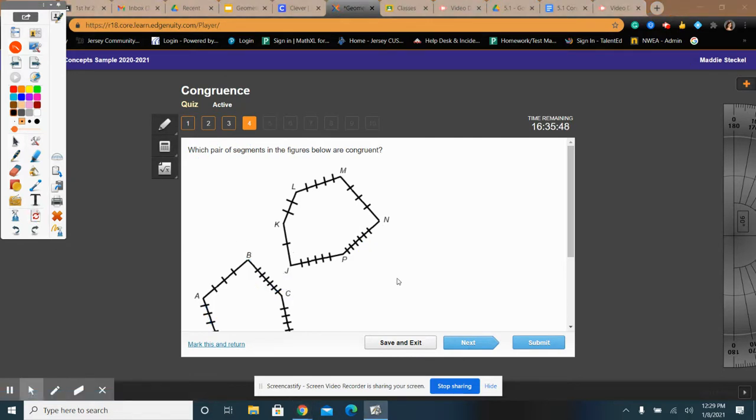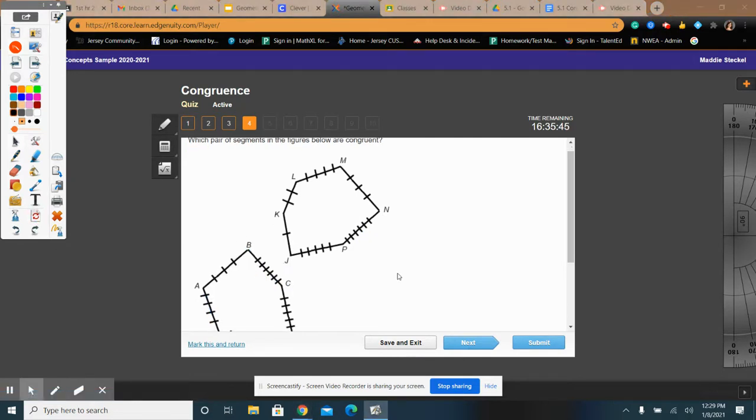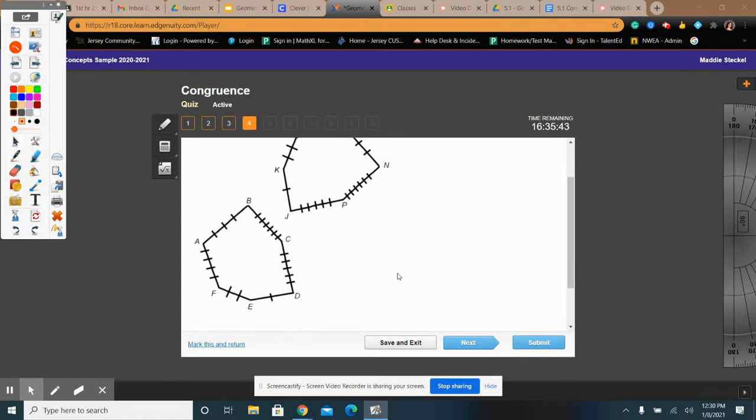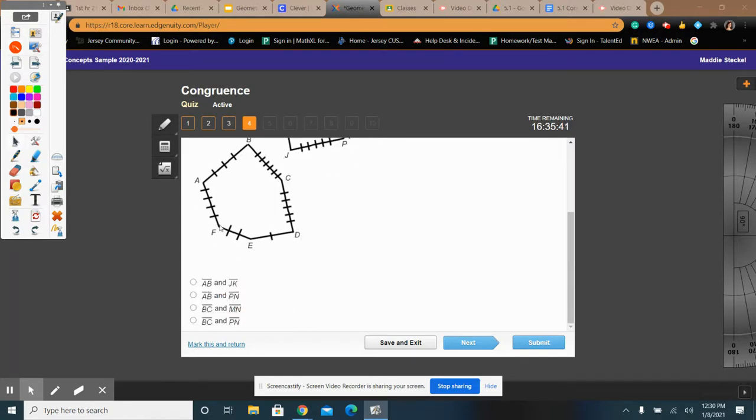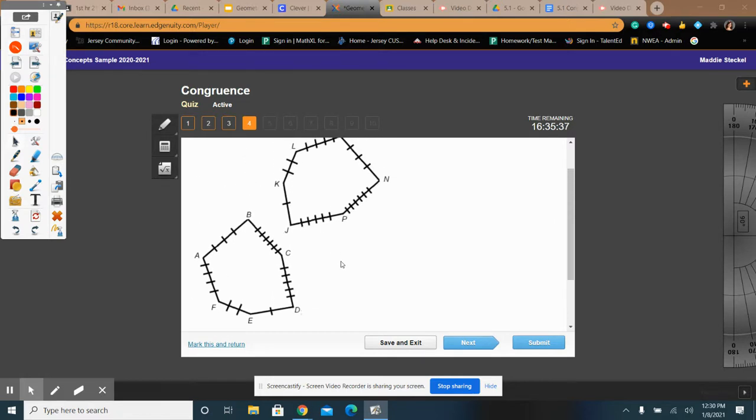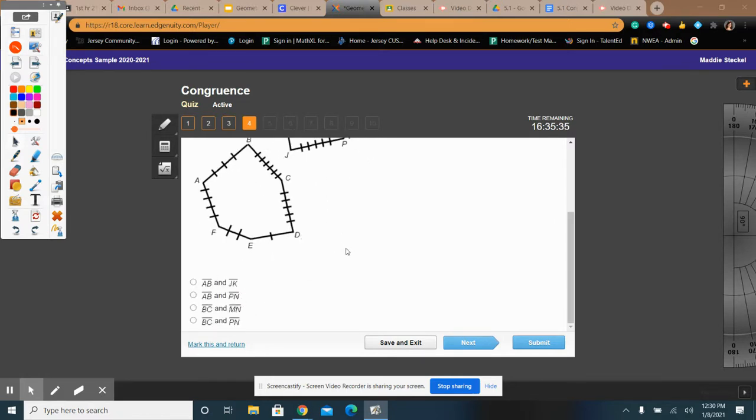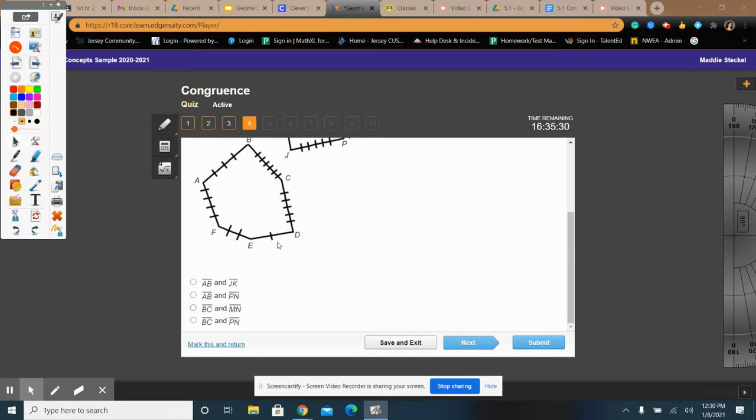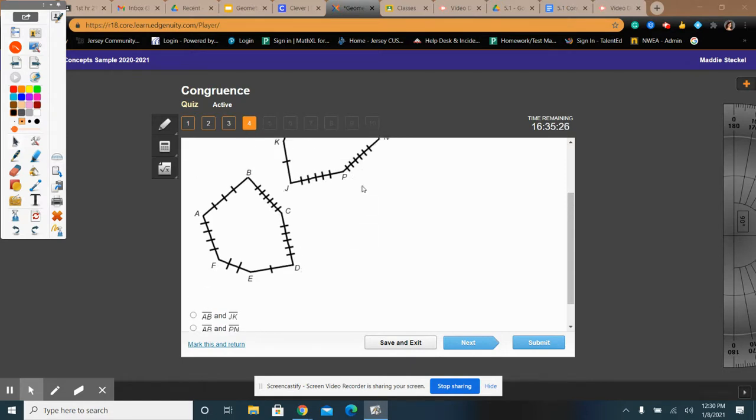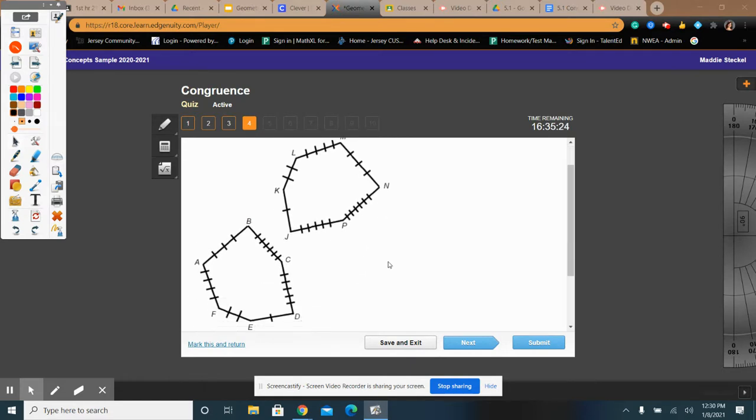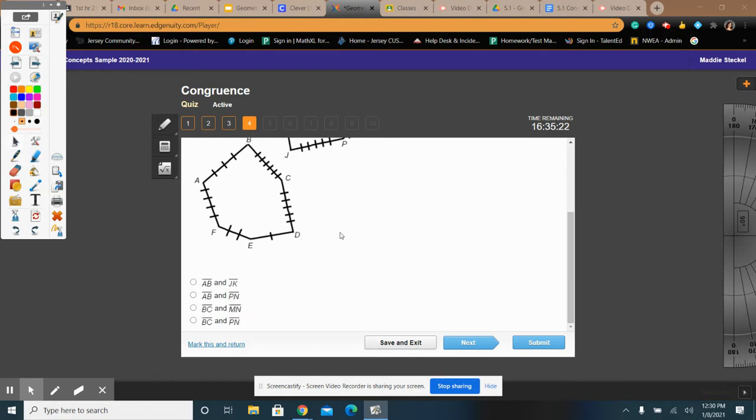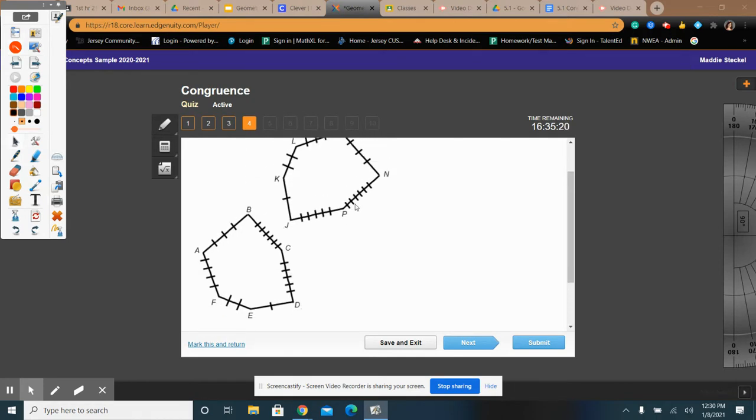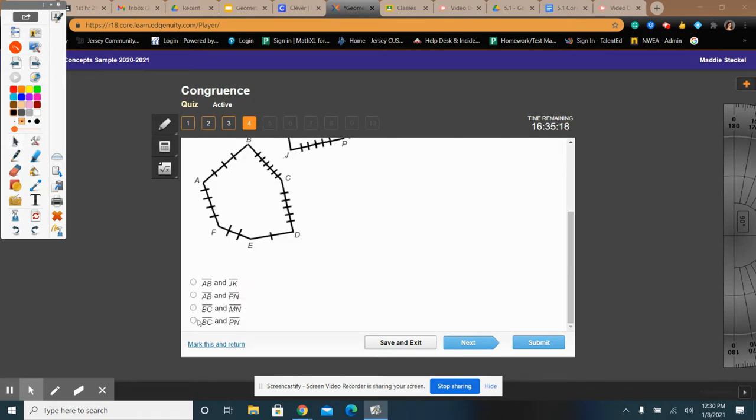Which pair of segments in the figure below are congruent? Well, you could tell by the markings, okay? See all those markings they use? AB has how many? AB has 3. Does JK have 3? JK has 1, not it. AB has 3. Does PN have 3? PN has way too many. BC, how many does it have? 1, 2, 3, 4, 5, 6. BC has 6. How many does MN have? 2, 3, not it. BC has 6. Does PN have 6? 1, 2, 3, 4, 5, 6. That will be it. Last one.